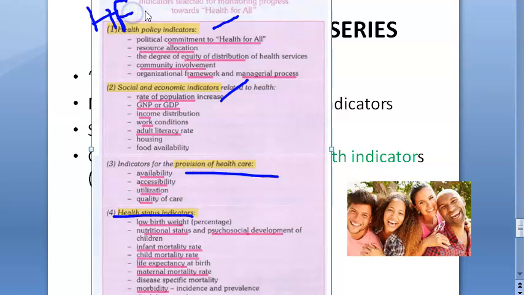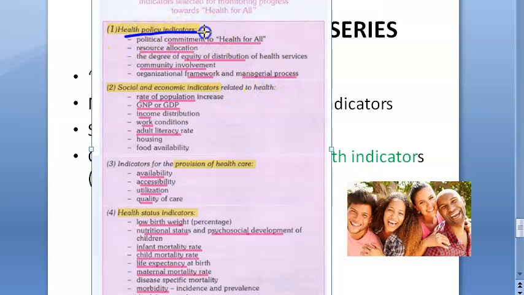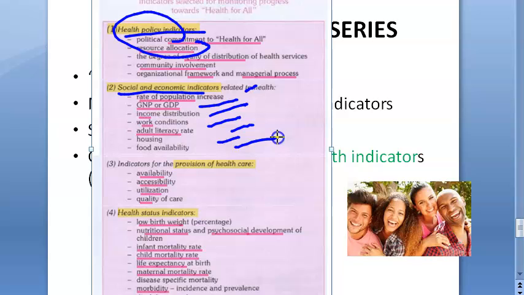What are we looking at? Health for all. So you have health policy indicators: political commitment to health for all, resource allocation, equity of distribution, community involvement, organizational framework, managerial process. That is coming under health policy indicators. Then you have social and economic: GNP, GDP, rate of population increase, income distribution, work condition, literacy, housing, food availability. Again, here social and economic, okay.